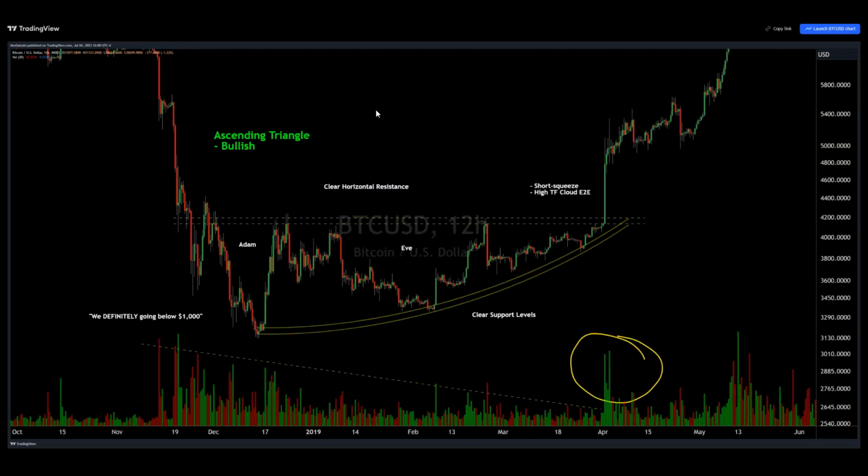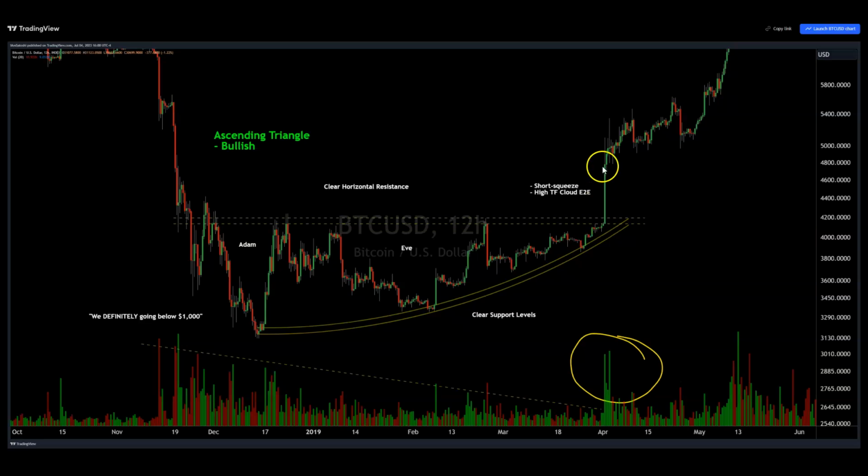Here's another ascending triangle. In this case, it was bullish coming off a bear market, right? We had people saying we are definitely going below 1,000. We had people saying failed experiment. And this took months and months and months and months to eventually break out. It broke out basically on the quarterly roll, short squeeze, high time frame, cloud edge to edge trade, all sorts of stuff here. But realistically, you're trading this as a breakout if you're a good trader.